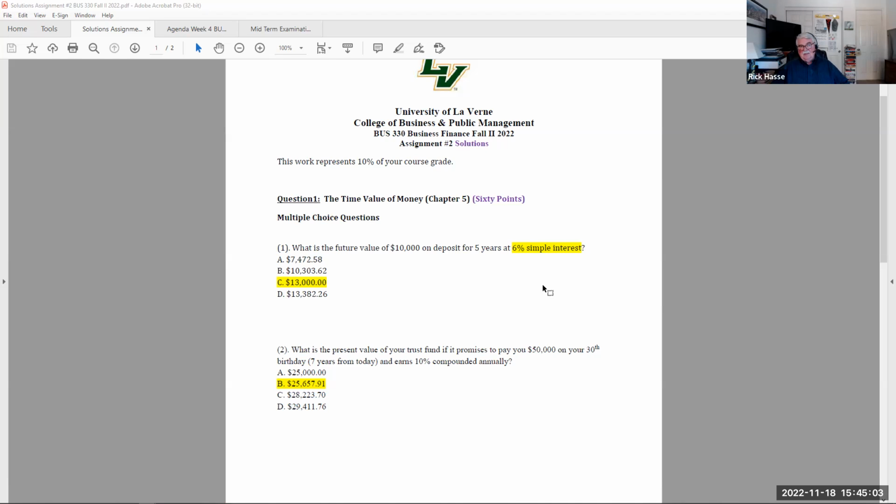What is the future value of $10,000 on deposit for 5 years at simple interest? The key there is simple interest, 6%. It's not being compounded annually, which would be the answer for letter D. Simple interest means you just take $10,000 times 6% times 5, and you get $3,000. The correct answer is $13,000. I wanted you to be able to distinguish between simple interest and compound interest.